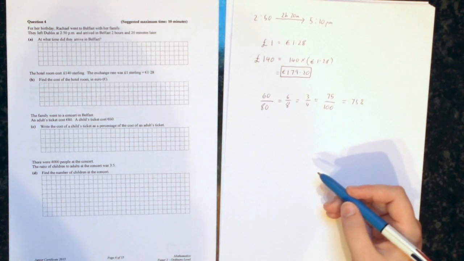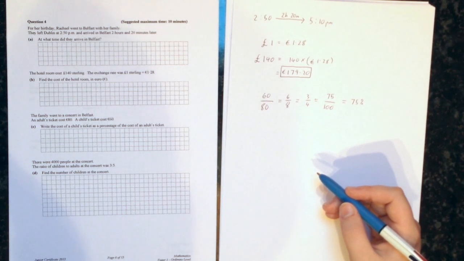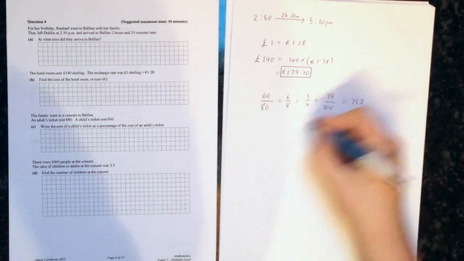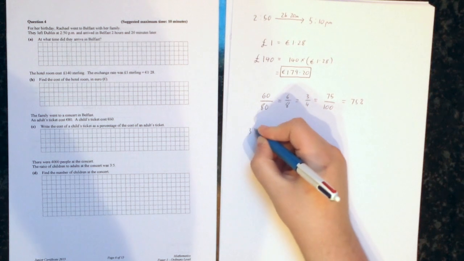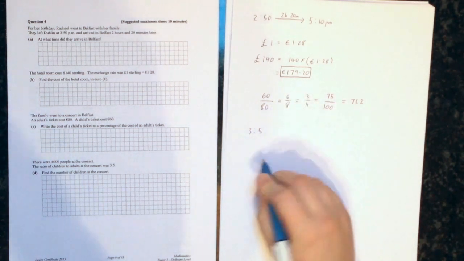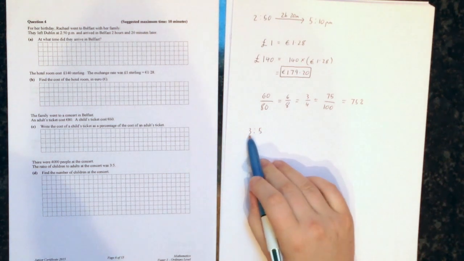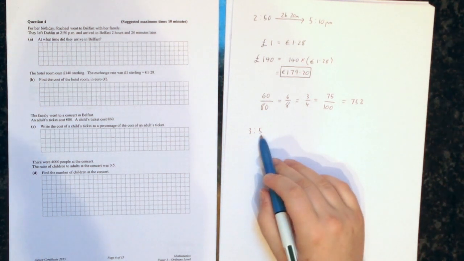Part D, there were 4,000 people at the concert. The ratio of children to adults at the concert was 3 to 5. Find the number of children at the concert. Okay, so the ratio of children to adults was 3 to 5. So that means out of every 8 people, 3 of them were children and 5 of them were adults. There are 4,000 people at the concert.